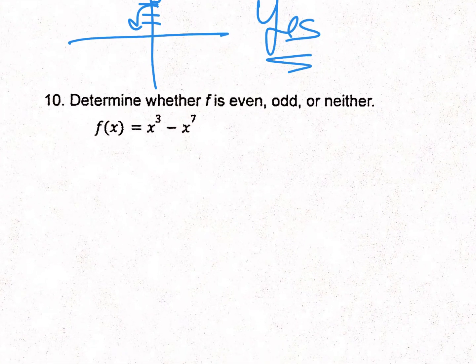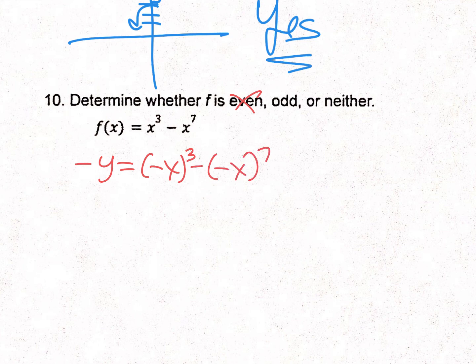Number 10, determine if it's even, odd, or neither. B's a little bit smart here. All the exponents are odd. It is not going to be even. You don't even need a test for even. Two ways you can test for odd. One way is you can plug in a negative y and a negative x. That's the algebraic way to test for odd.